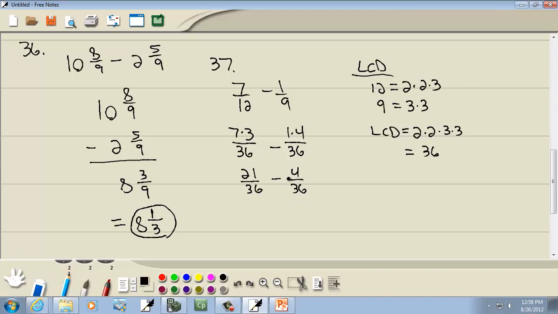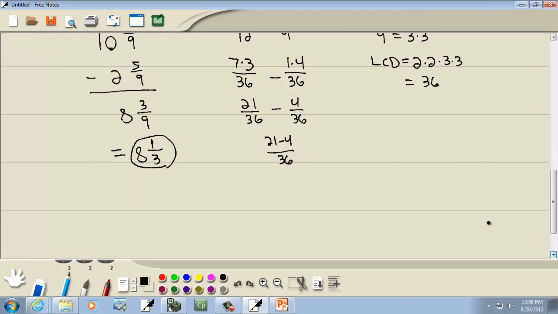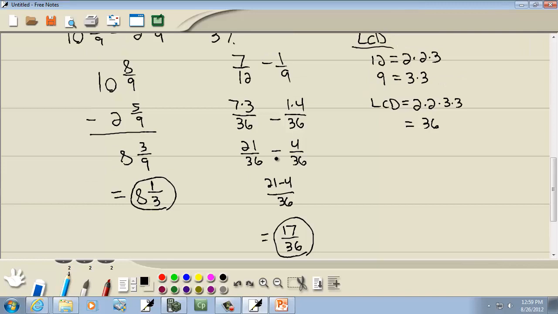And again, if we're subtracting fractions, we subtract top parts. So we got 21 minus 4 over 36. Well, 21 minus 4 gives us 17 over 36. 17 is prime, so I don't think that breaks down any. But we would simplify our fraction if we could. You always do that in math, no matter where. If you can simplify or reduce it, then do that.